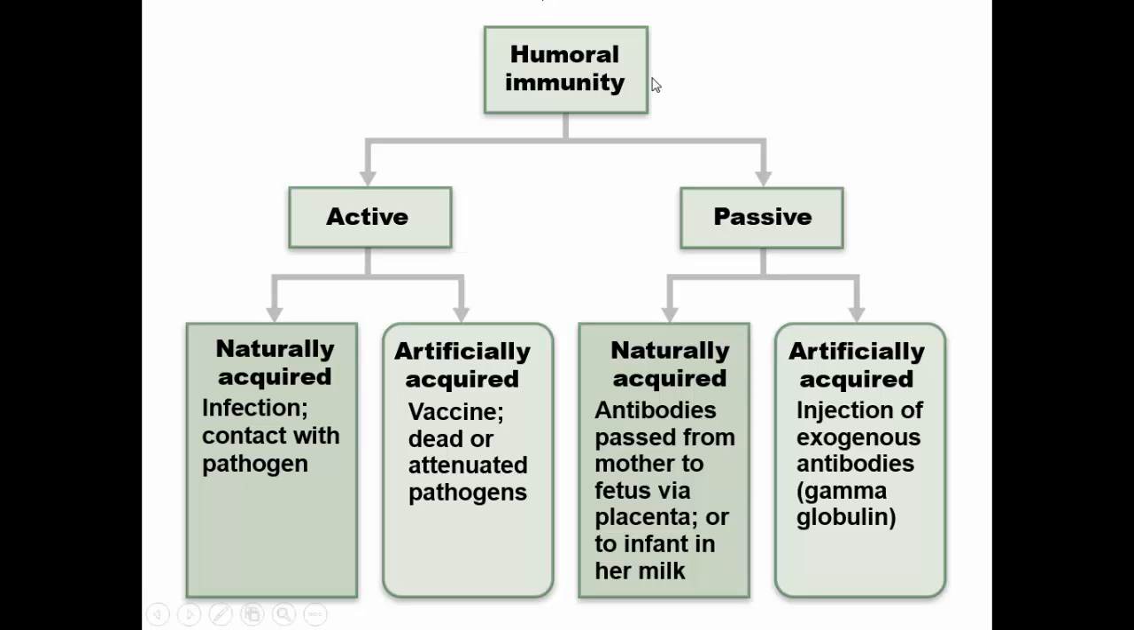Here you see the humoral immunity. Active, you have made your own. Passive, you got from somebody else. Naturally acquired, you got sick to make your own. Artificially acquired, you were vaccinated to make your own. Passive natural, you got them from your mother. Passive artificial, you were injected with something.